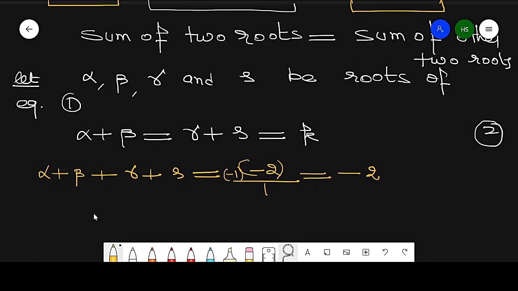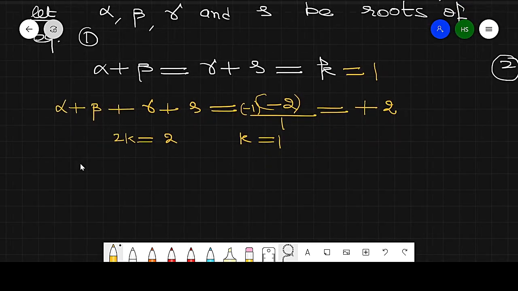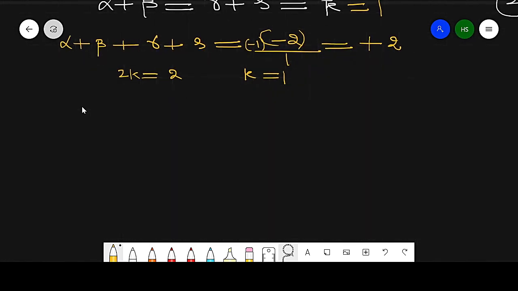If this is a plus 2, sorry. So from this 2k equal to 2, so k equal to 1. So the sum of the first two roots is 1, and again the sum of the other two roots is again 1. Now we construct an equation whose roots are alpha, beta.